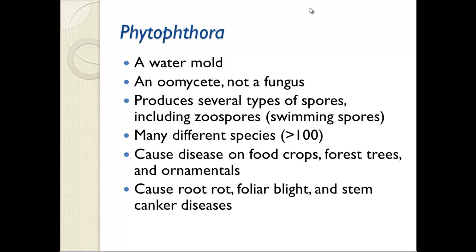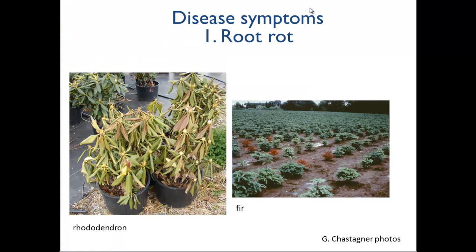There are more than 100 Phytophthora species, which can cause diseases on food crops, forest trees, and ornamentals. And they can cause root rot, foliar blight, and stem canker diseases. Here are some symptoms of root rot, where the above-ground parts of the plants become discolored or wilt because the roots are rotten and cannot take up water.